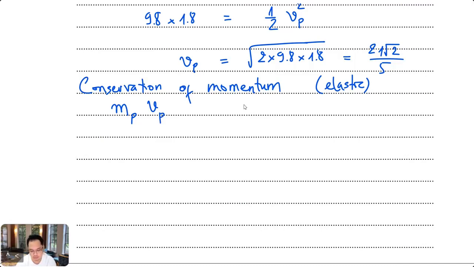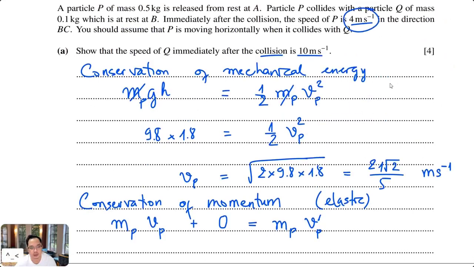velocity, from the left to the right, with magnitude 21 square root 2 over 5 meters per second. Okay, and then the momentum of the second particle, the particle Q, is initially 0 because it was stationary, and then this particle P has a remaining velocity after the collision, v_P dash, which is 4 meters per second. Okay, and then we write another momentum, that of the particle Q after the collision, and we need to find this.